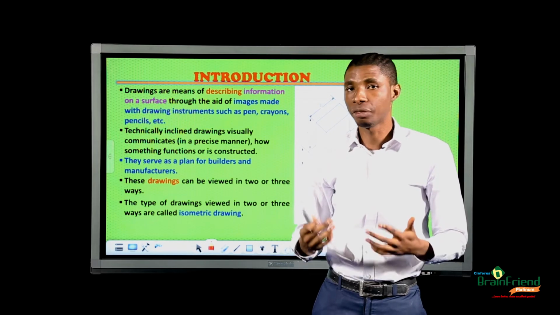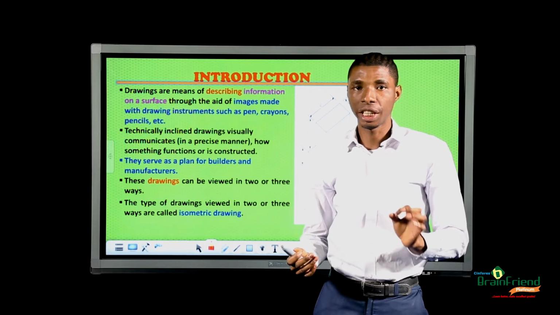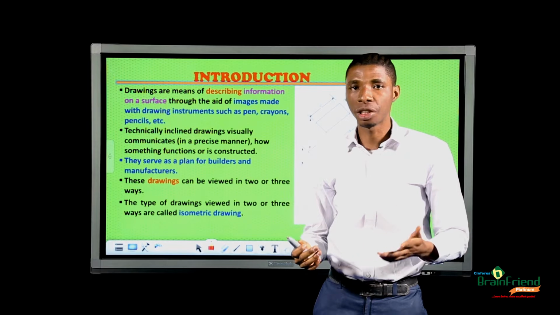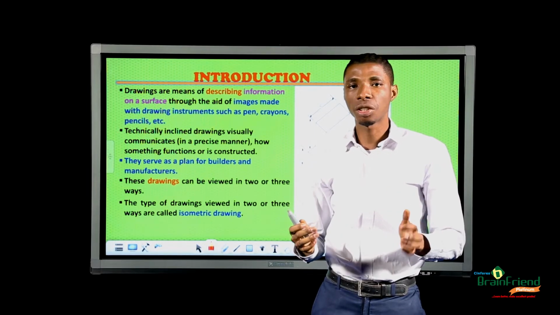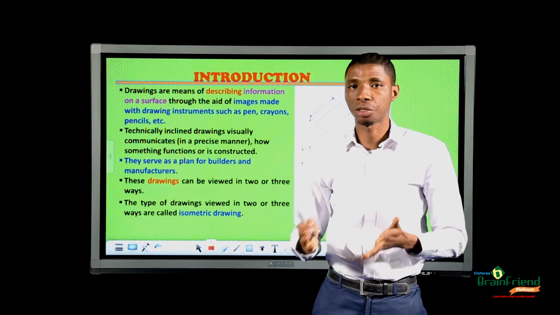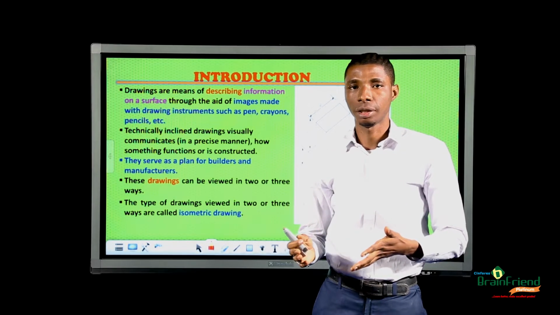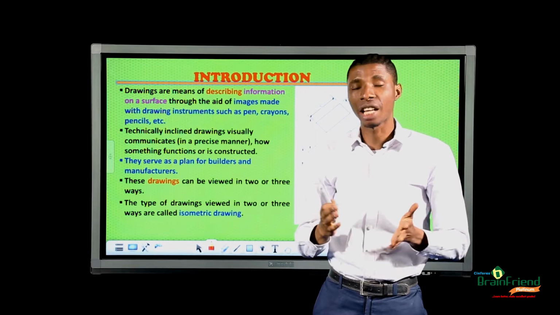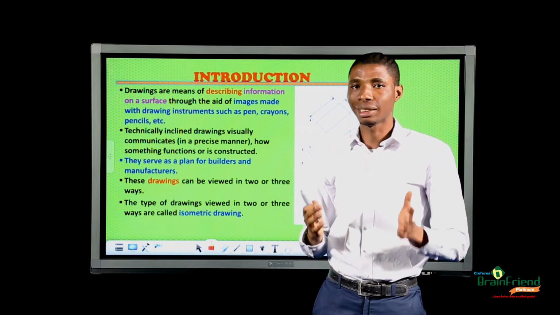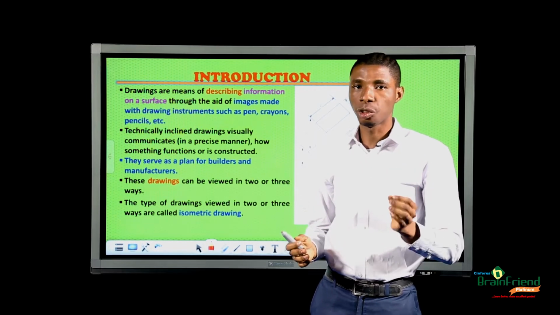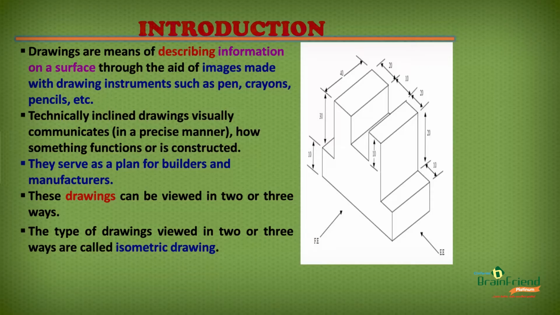Drawing is a way of describing information from one person to another with the aid of diagrams and images, by using drawing instruments like pen, crayon, etc. There are images or diagrams that seem to be multi-dimensional because of the shape and size. These drawings are mostly in 2 or 3-dimensional way. It is used by planners and manufacturers to know the exact shape and size of an object. This drawing is simply called isometric drawing. This image is a typical example of what an isometric drawing looks like.